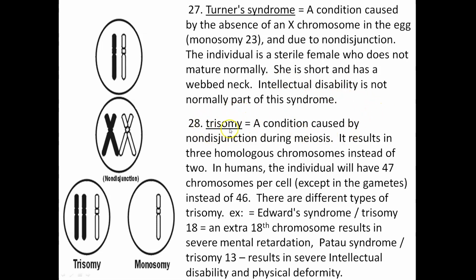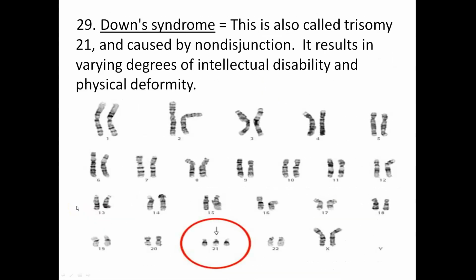Once again, someone who has trisomy would have an extra chromosome instead of missing one, so they'd have 47 chromosomes instead of 46. Trisomy 21, or Down syndrome, is an example of trisomy. You've probably known someone that has Down syndrome. It results in varying degrees of intellectual disability and also physical deformity. There are some people that can live normally in society and other people who will never be able to live on their own.